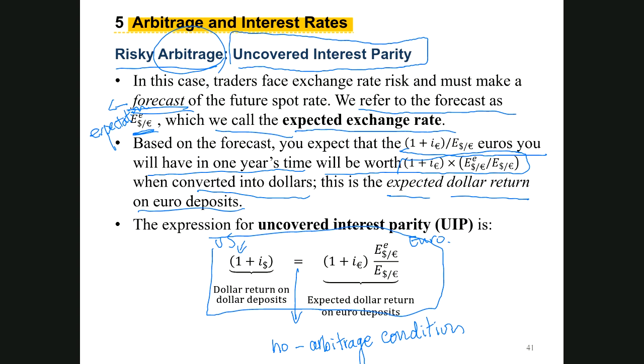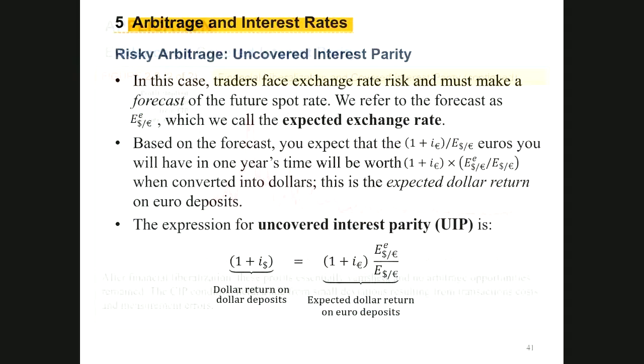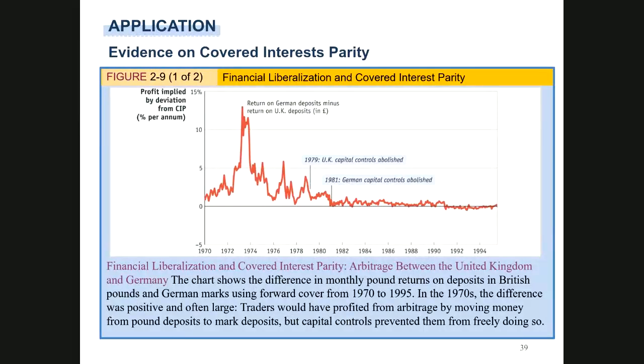I think one of the examples previously is interesting. This tells you the spread implied by the deviation of the CIP. So this is supposed to be the spread: the return on the German deposit minus the return on the UK deposit. So you could treat this one like what? This is larger than UK. Germany is larger than UK.